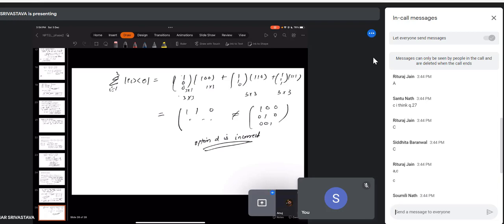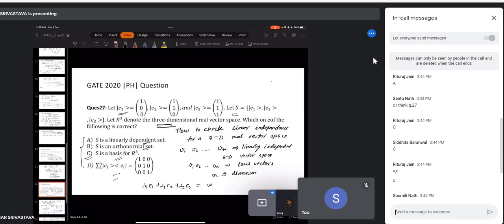Someone is telling something. Hello. Sir, option C, could you please explain again? Okay. So here they've given three vectors E1, E2 and E3, and they have asked which one of the four options is correct.